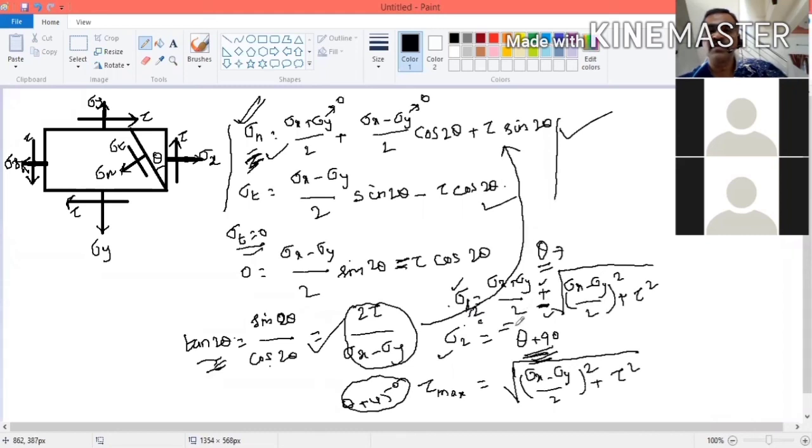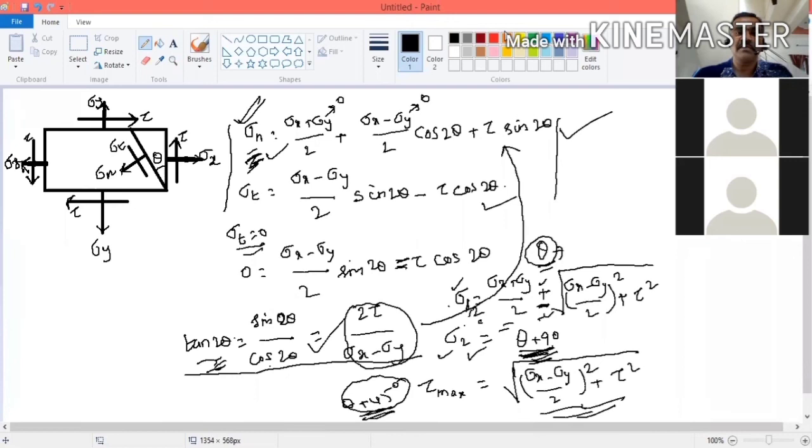By using this equation, sigma 1 is maximum at theta. How to calculate theta? You can use this equation. When it is minimum, the angle is theta plus 90, and the minimum is sigma 2, so you put minus. Tau is maximum at theta plus 45. What is the value? Root of sigma x minus sigma y by 2 the whole square plus tau square. This is the equation. Now you come to the slide.